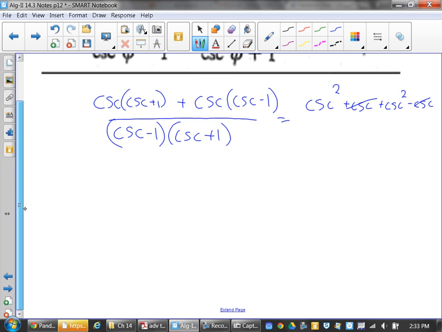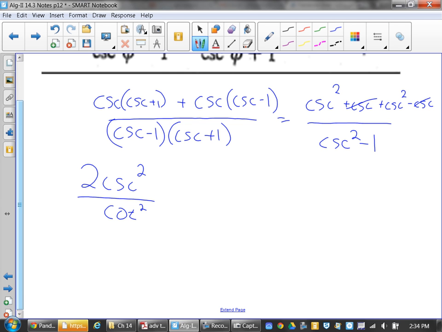I ran out of space there, so I'm just going to bring that down. So this becomes 2 cosecant squared. That's my numerator. The denominator here was cosecant squared minus 1. What's cosecant squared minus 1? Cotangent squared. So right now I have 2 cosecant squared over cotangent squared. That's where I'm at.